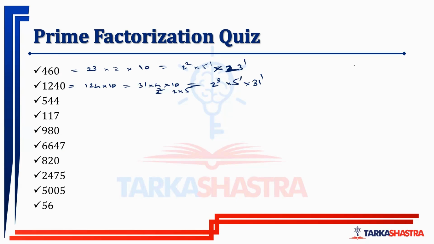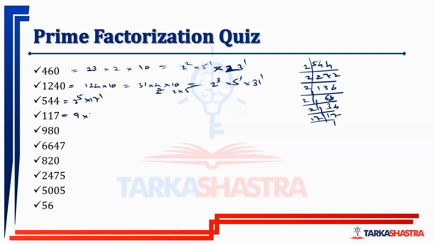So 544, I'll have to do it like this. 544 divided by 2 is 272, again divided by 2, 136, again divided by 2, 68, again divided by 2, 34, again divided by 2, 17, divided by 17, 1. So this is 2 raised to 5 into 17 raised to 1. 117 is 9 into 13, which is 3 square into 13. 980 is 49 into 2 into 10. So 10 is 2 into 5, no? So 2 square into 5 raised to 1 into 7 square. 49 is 7 square.